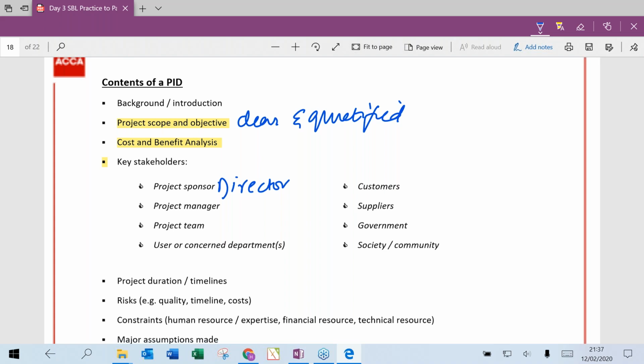Huda mentioned board. Yeah, the board can also be a stakeholder for certain projects. Okay, very good. Key stakeholders. The main thing is all the key stakeholders directly or indirectly getting affected by the project should be mentioned in the PID. No stakeholder should be missed. And then project duration.